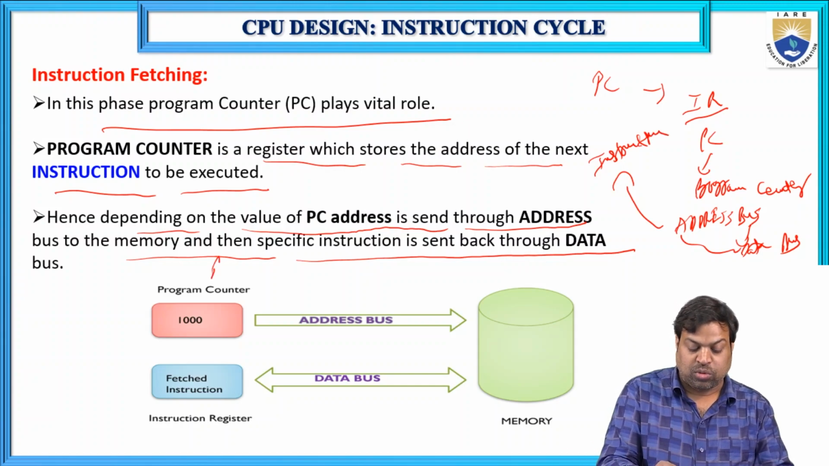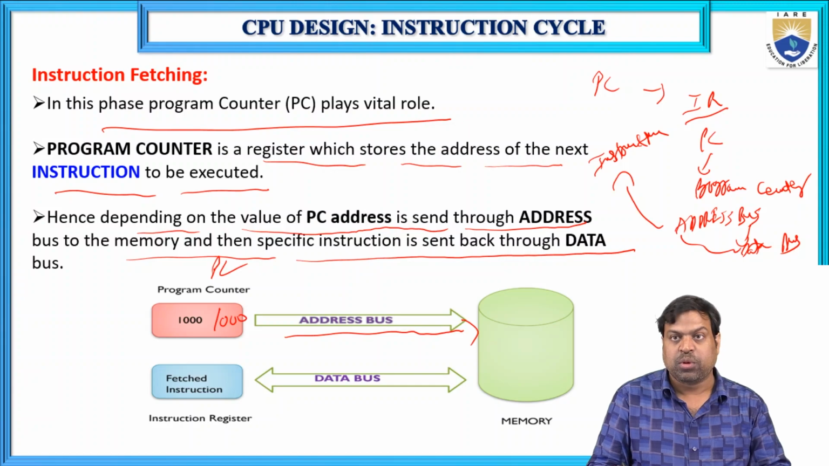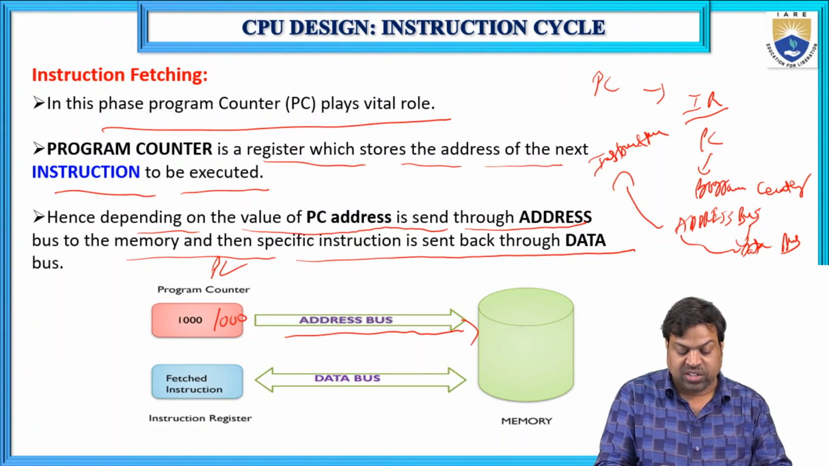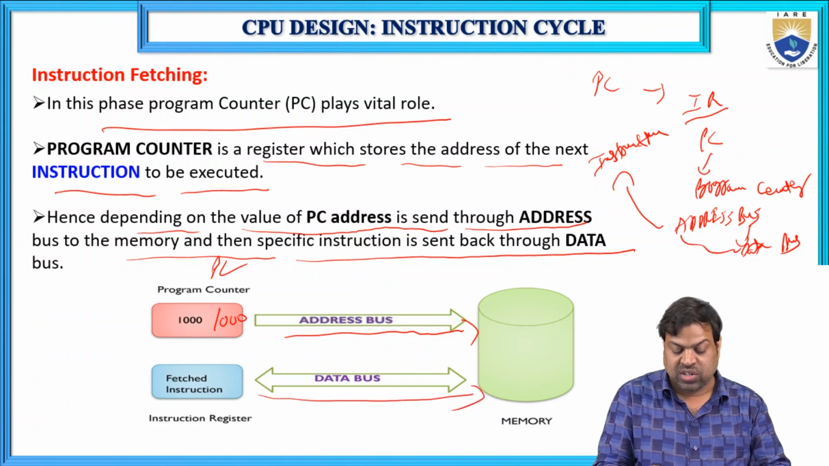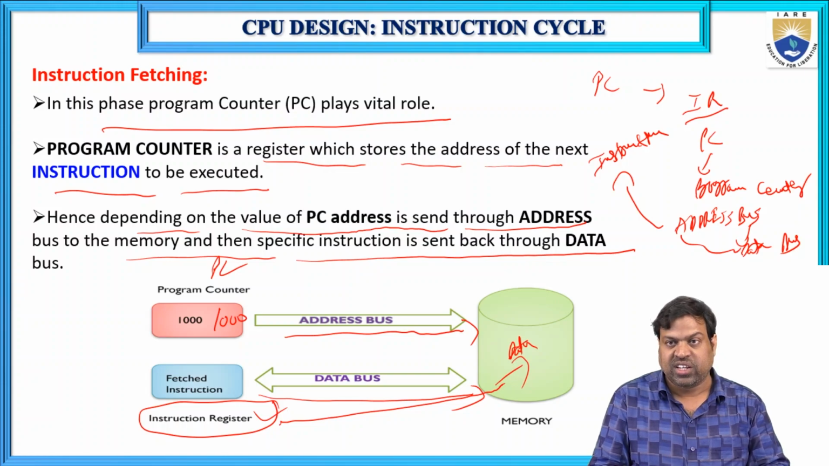So suppose I gave program counter PC 1000, the address bus is going to the memory. Is the value of the program counter there in the memory? Yes, it is present. Then only it is fetching. Then it is fetching the address to the data bus. Okay, fetching means it is searching whether the particular data is there in the memory, as the instruction register is searching the memory.